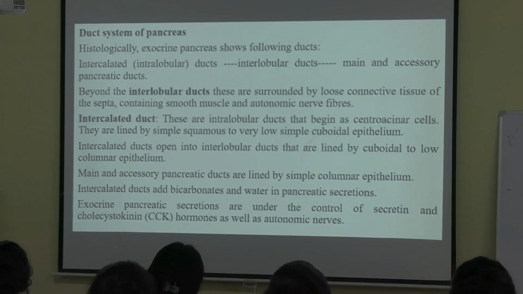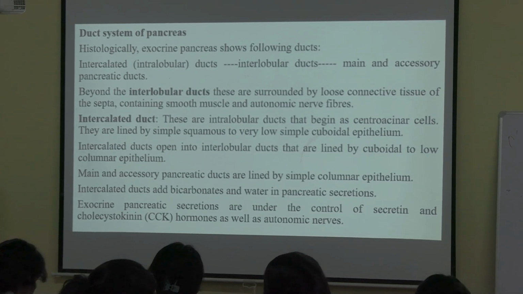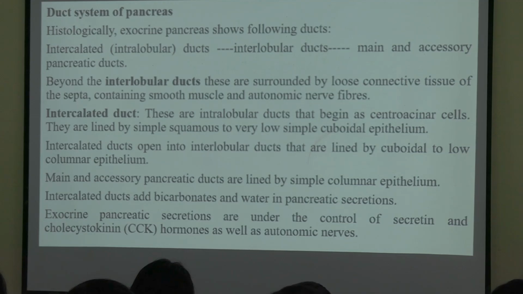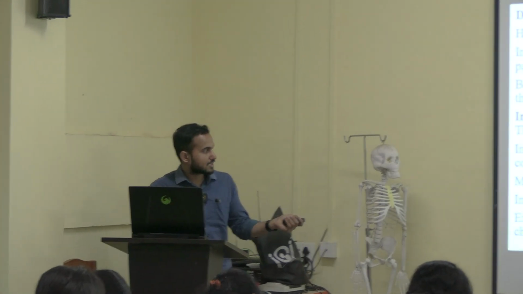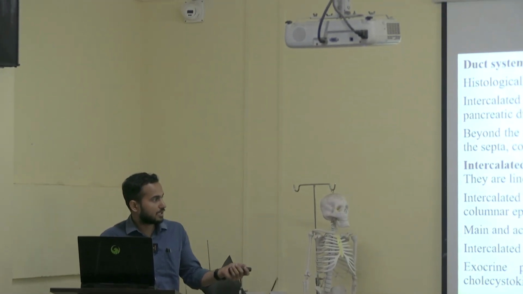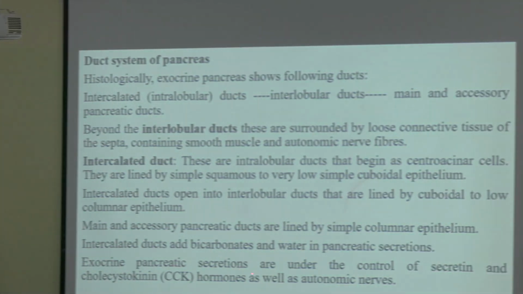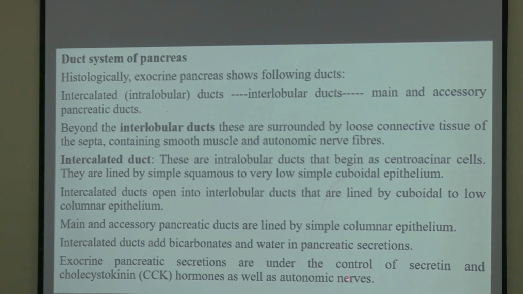In most cases I have seen, in the smallest duct the lining epithelium is almost squamous or low cuboidal. After that low columnar, and finally in the larger ducts it is simple columnar epithelium. In the exocrine part, the main function of these ducts is to add bicarbonate and water to the pancreatic secretions.